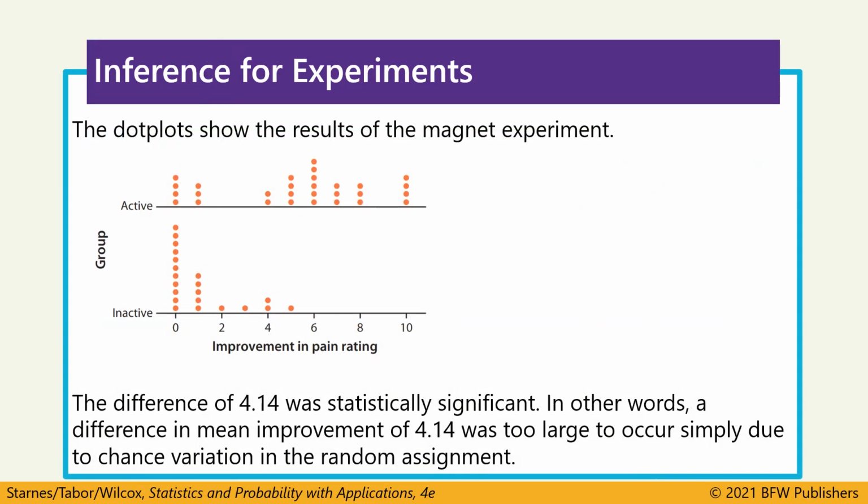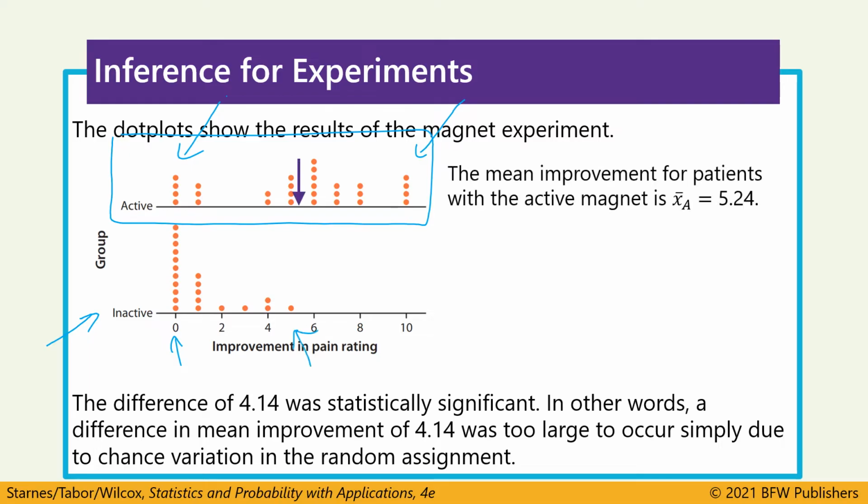The magnet experiment, as described, was a real experiment, and these are the results. Our top dot plot here shows the patients that received the active magnet. We can see that their pain relief varied from 0 to 10, and the bottom group here received the inactive magnet. Their pain relief varied from 0 to 5.